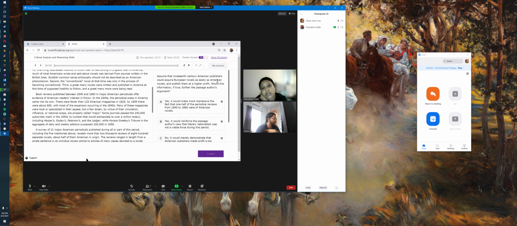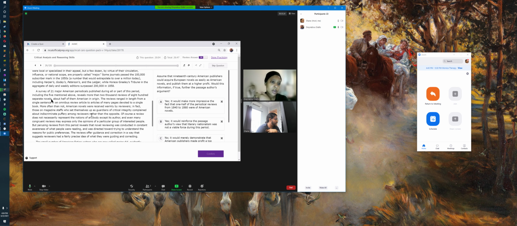Do you see where it says half of them are American in origin? Oh, okay, you're looking at some good stuff. I would even highlight where it says evidence of American readers' interest in fiction, right? So it's basically saying that American readers like fiction. And then in the next paragraph, I would highlight where it says half of them American in origin.